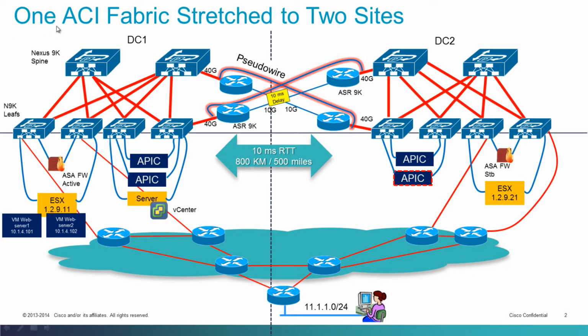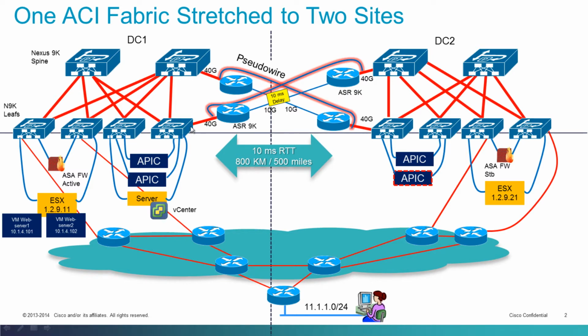So we have a single ACI fabric that's stretched. That means it's deployed in two data centers. So our fabric has 4 spines, 2 spines in data center 1, 2 spines in data center 2. And we have 8 leaf switches, 4 in data center 1, 4 in data center 2.